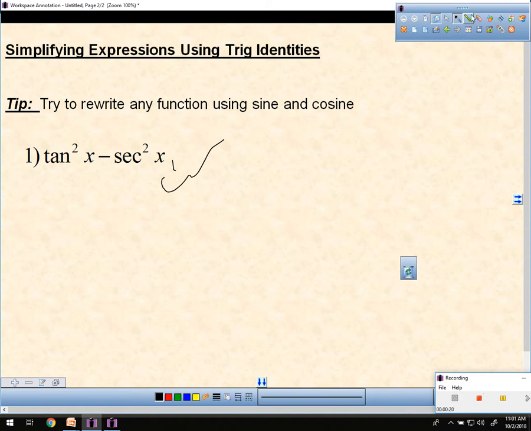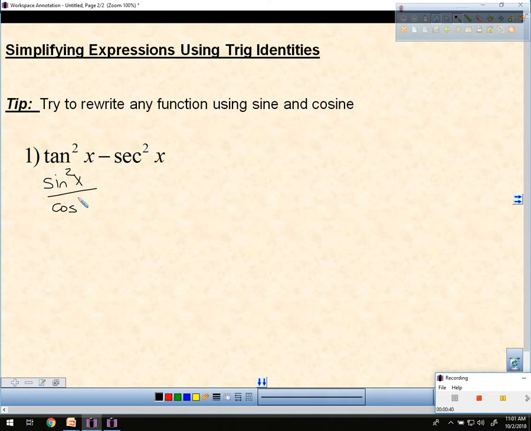My hint here is to always try to rewrite things in terms of sine and cosine. So I'm going to rewrite tangent squared as sine squared over cosine squared, because that's a rule, you can do that. Then I'm going to rewrite secant squared as 1 over cosine squared. They have the same denominator, so I can combine these and get sine squared of x minus 1 over cosine squared of x.